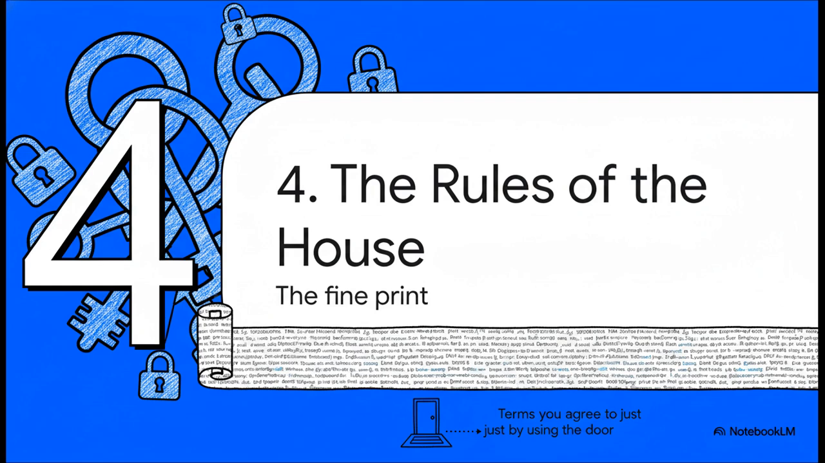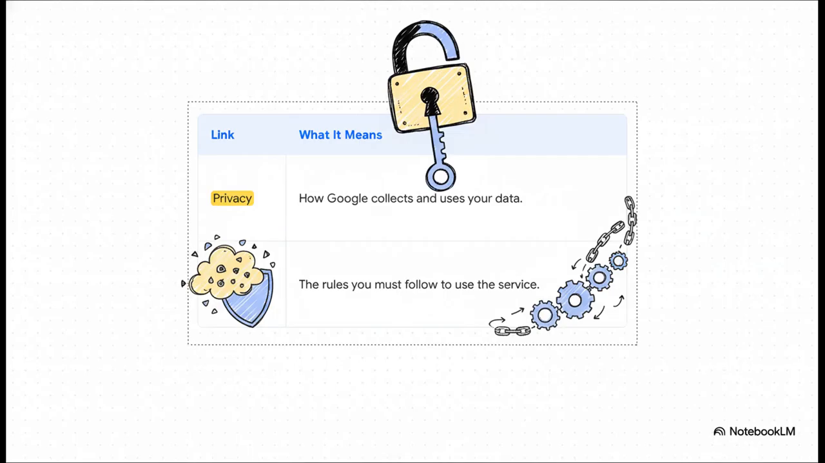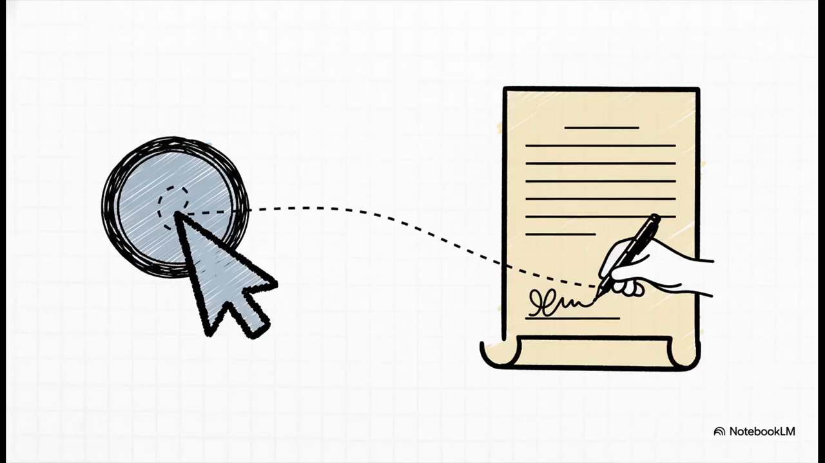At the very bottom of the page are the rules of the house, the terms you agree to just by using the door. You can basically think of this as your digital lease agreement. It's broken down into two key documents: privacy, which explains how Google uses your data, and terms, which outlines the rules you have to follow. These are the binding agreements for your entire life inside their ecosystem. And here's the crucial point that I think a lot of people miss. You don't have to physically sign anything. By the simple act of clicking sign in or create account, you are digitally signing this agreement and agreeing to abide by all of those rules.